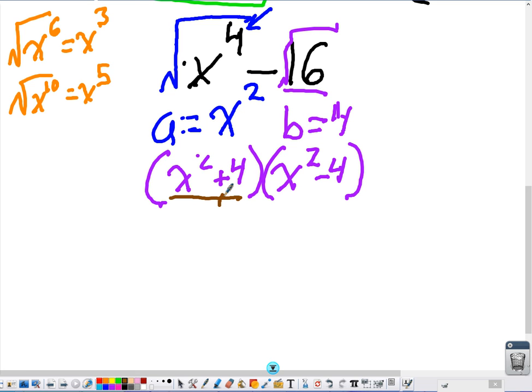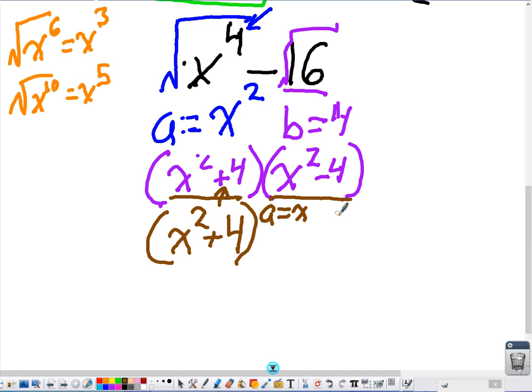The only difference is I have a plus sign. If you have a plus sign there, you cannot factor further. You get x squared plus 4. That is the most you can do. But look at x squared minus 4. Well, x squared is a perfect square. 4 is a perfect square, which means I have to do my rule again. So my new a is x, my new b is 2, and I get, let me change the color.